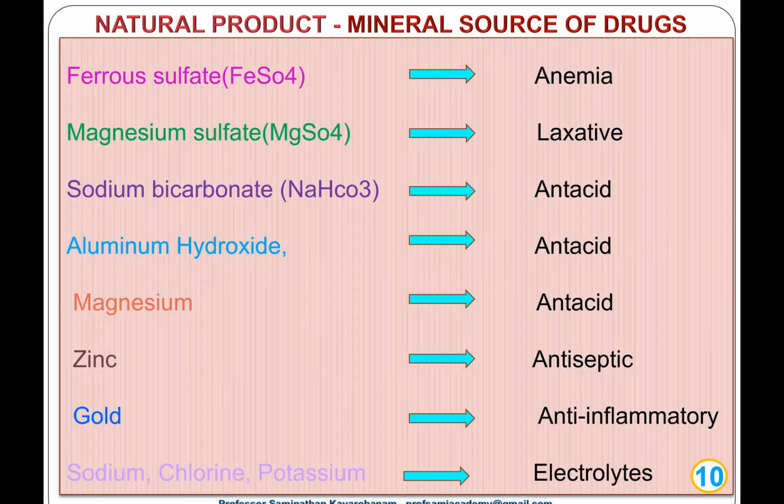Slide number 10, natural product, mineral source of drugs. Ferrous sulfate, used for anemia. Magnesium sulfate, used as a laxative. Sodium bicarbonate, used as an antacid. Aluminium hydroxide, used as an antacid. Magnesium, used as an antacid. Zinc, used as an antiseptic. Gold, used as an anti-inflammatory. Sodium, chlorine, potassium, used as electrolytes.